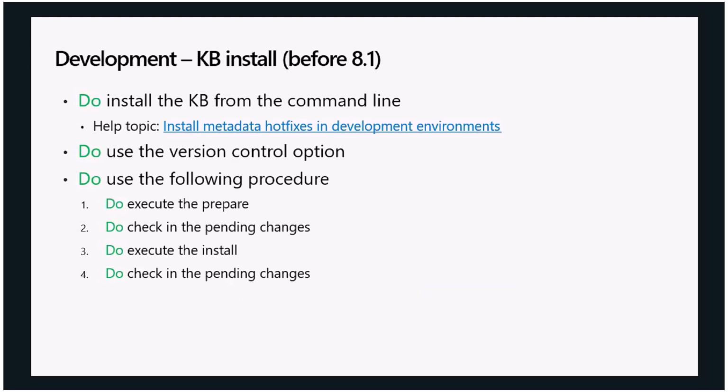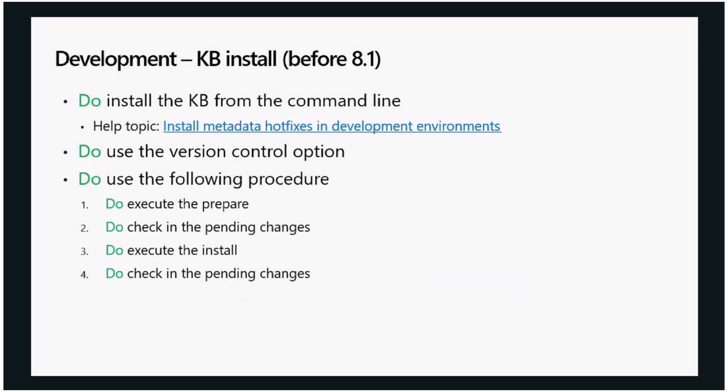Make sure you use the version control option. This is the only way that, well, first of all, it goes back to our consistency, so that all developers will pick it up immediately when they get latest, and it's the only way to get them onto a build machine. The only thing that will be included in a build is what's in version control.